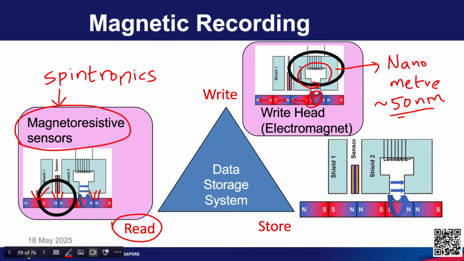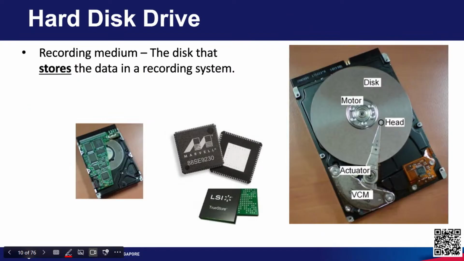And for storing, we are using the coercivity. You know that once you magnetize certain material, the coercivity or the anisotropy energy keeps the magnetization in a certain direction. Once you have magnetized material with the north pole here, south pole here, we have learned that they will be stable for a long period of time, and we are using this KUV to store information. This is how magnetic recording works.